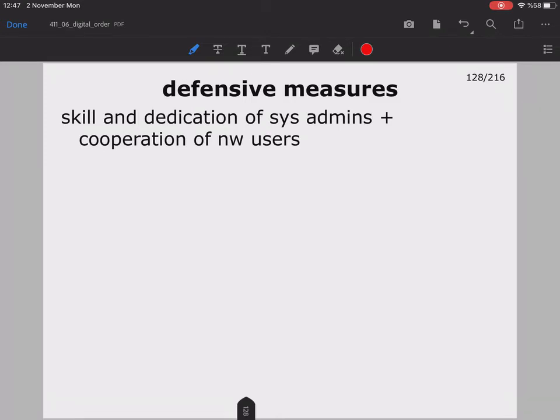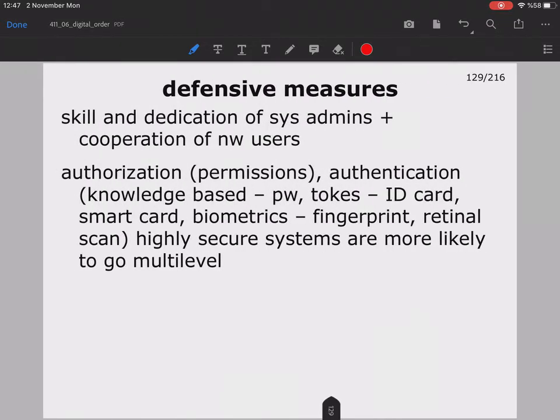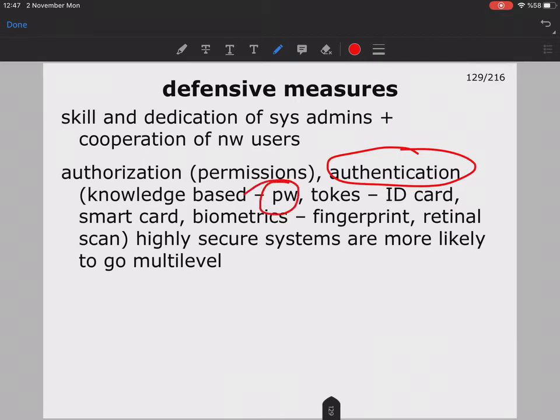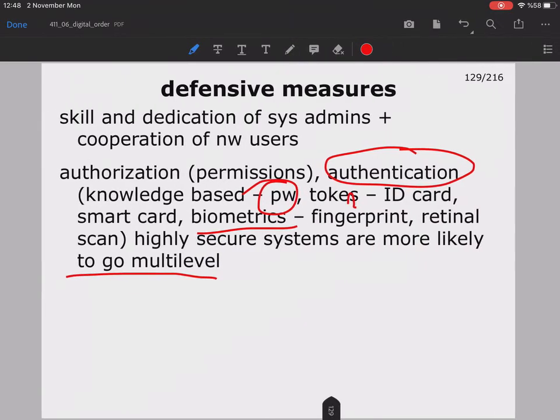So what about the defensive measures? The skill and dedication of system admins are required, of course, but cooperation of network users is also important and required. Authorization, permissions, and authentication. And how do we make the authentication? It can be either knowledge-based, by password, or tokens, like ID cards or smart cards, or you can use biometrics for this purpose, like fingerprints and retinal scan. Highly secure systems are more likely to go multi-level, like in the movies, for example.